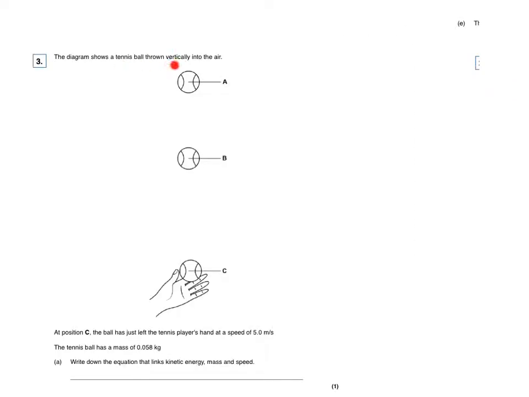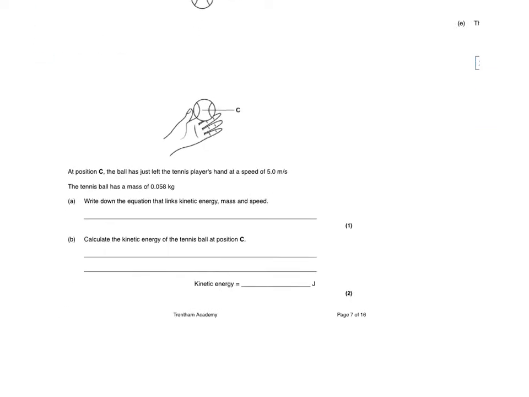The diagram shows a tennis ball being thrown vertically into the air. At position C, the ball has just left the tennis player's hands at a speed of 5 meters per second. The tennis ball has a mass of 0.058 kilograms. Write down the equation that links kinetic energy, mass, and speed. Calculate the kinetic energy of the tennis ball at position C.